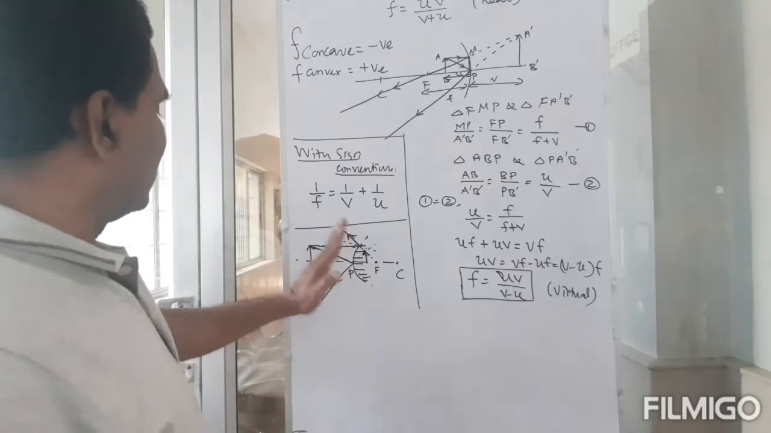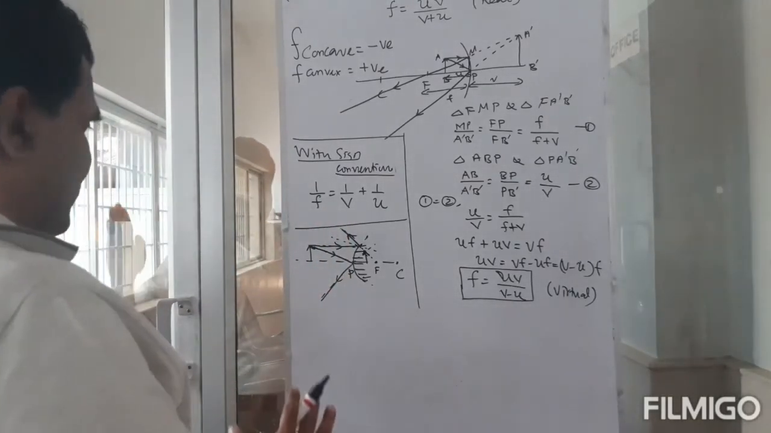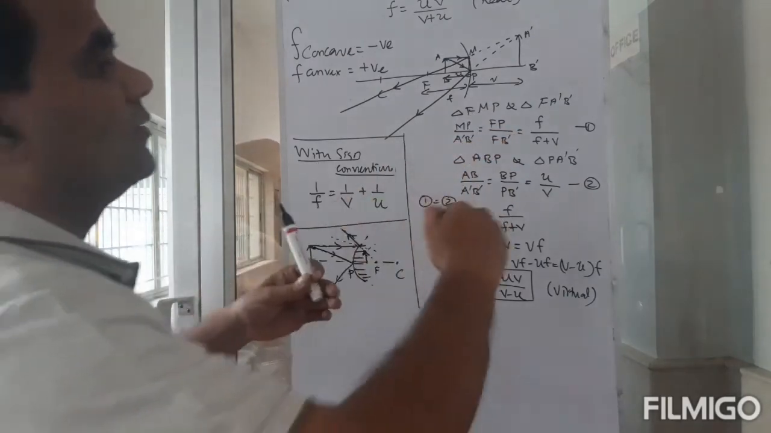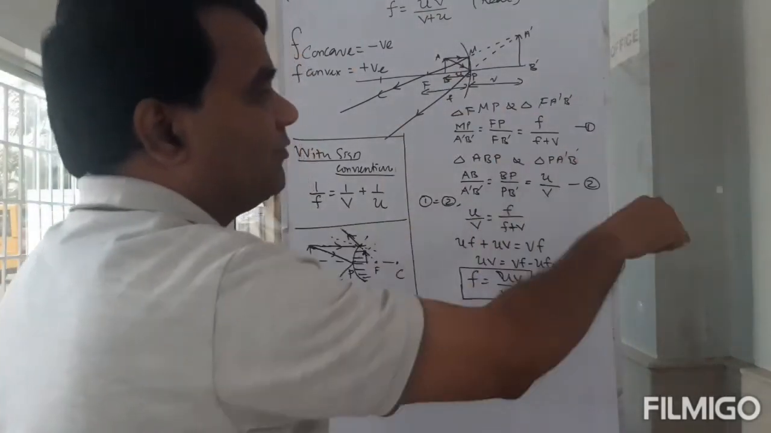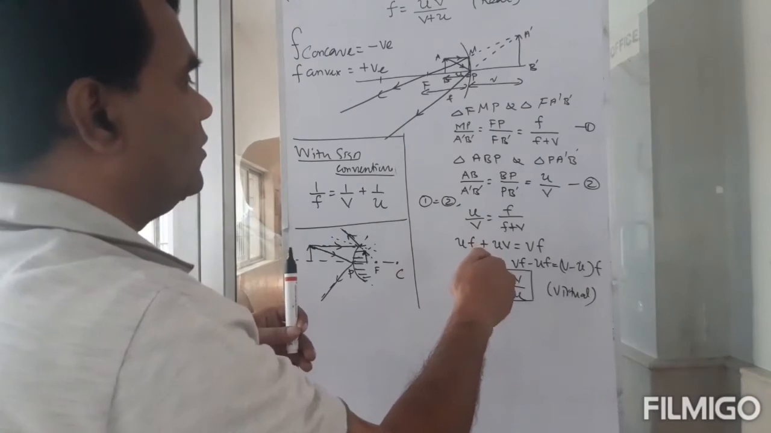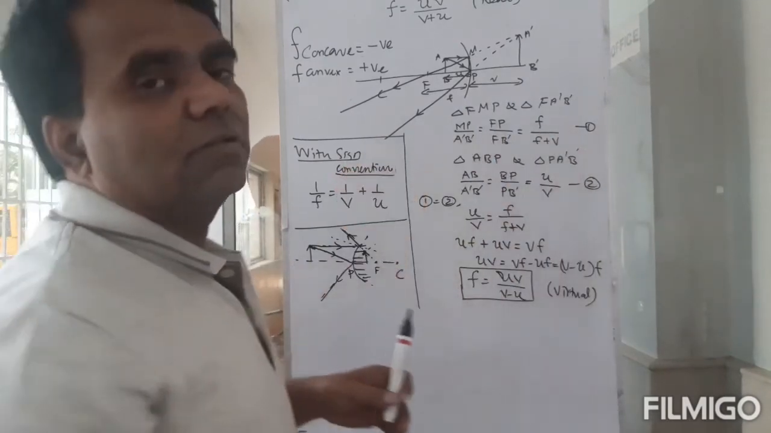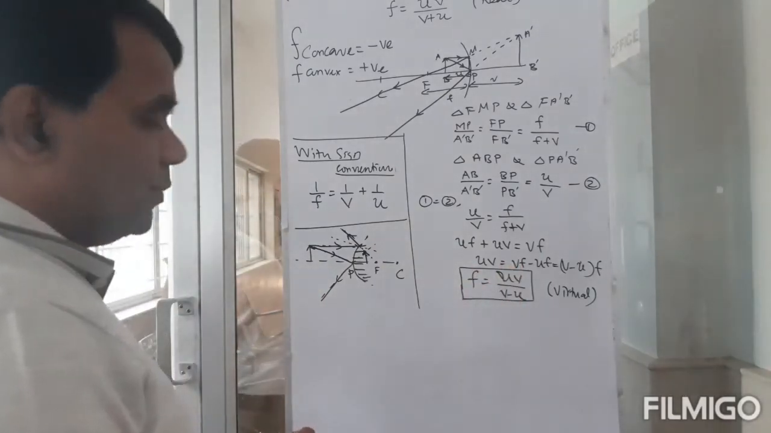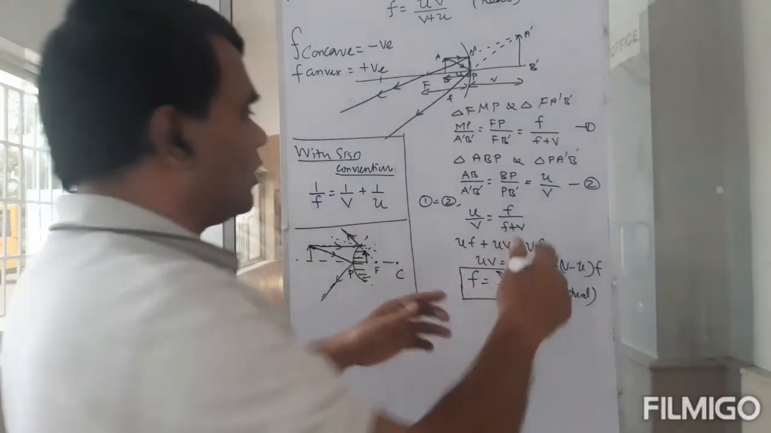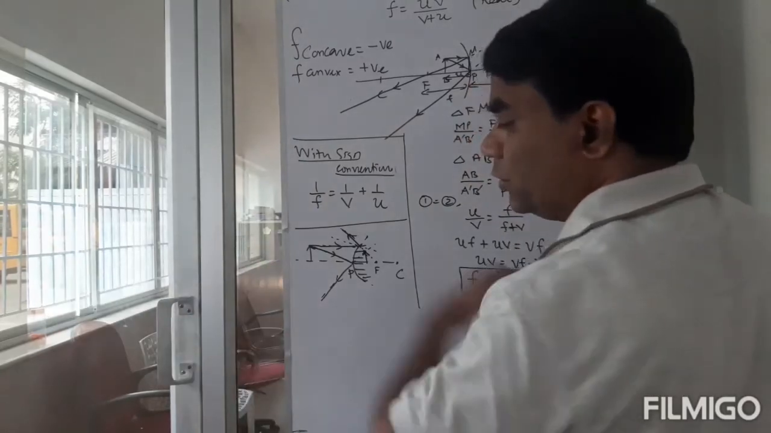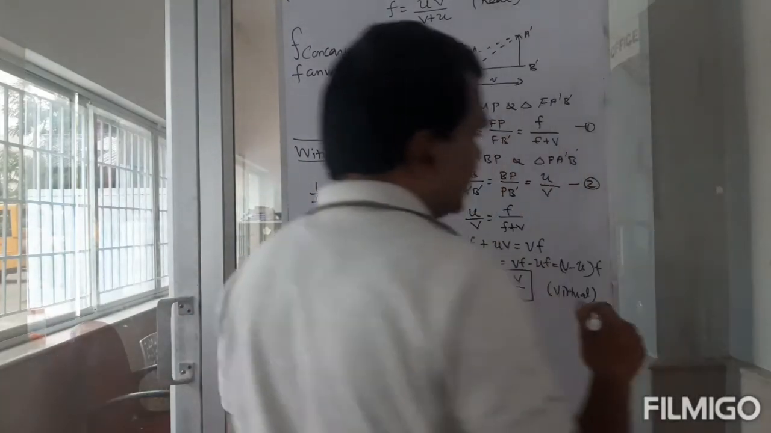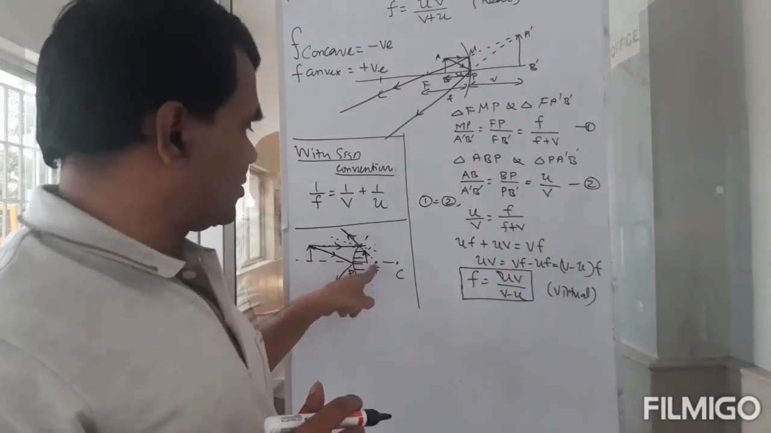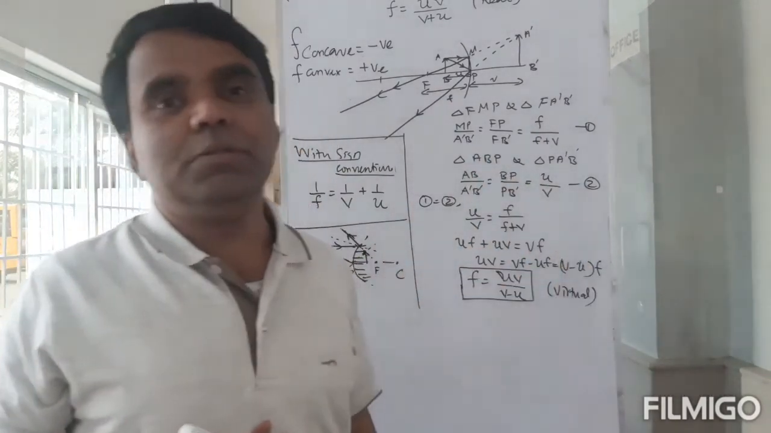You can see that because you are keeping the object here, but then the mirror is curved like that, and the C is there, F is there. So this is a pole. You measure a positive distance, and your U would be negative. Your U will always be negative because you are keeping the object here. U will always be negative, and your V will be positive, and also your F will be positive.